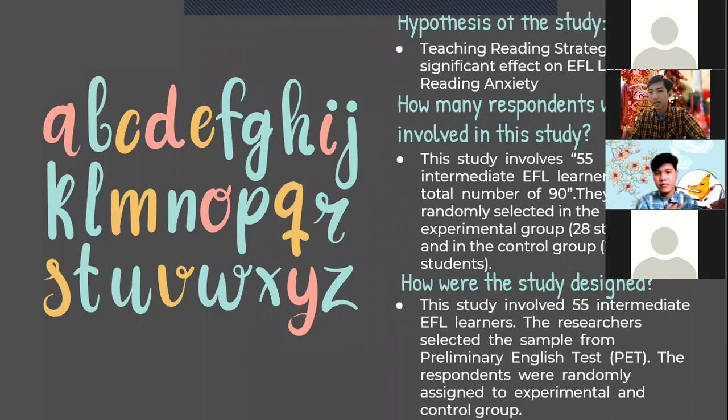And then Ms. Nelchi, would you mind reading how the study was designed? How was the study designed? This study involved 55 intermediate EFL learners. The researchers selected the sample from the Preliminary English Test, or PET. The respondents were randomly assigned to experimental and control groups. Okay, thank you, Ms. Nelchi.